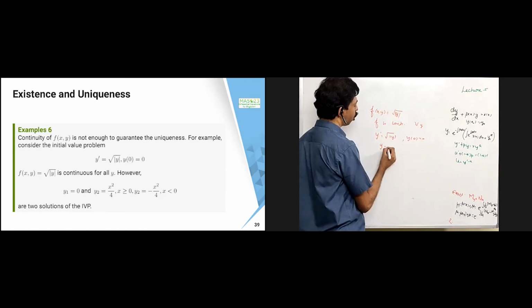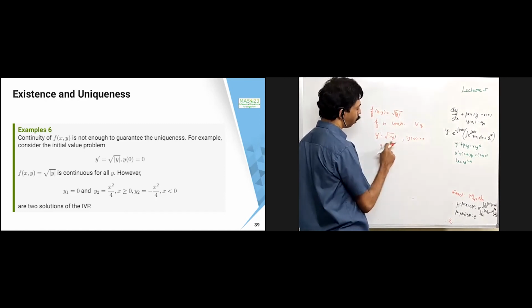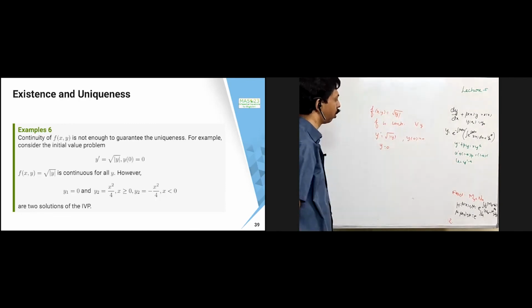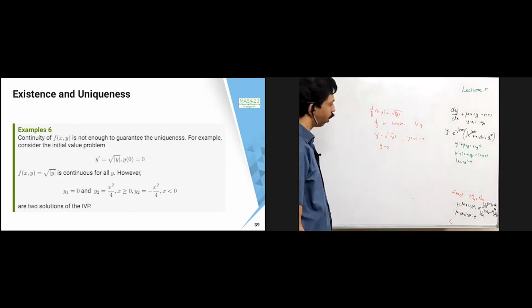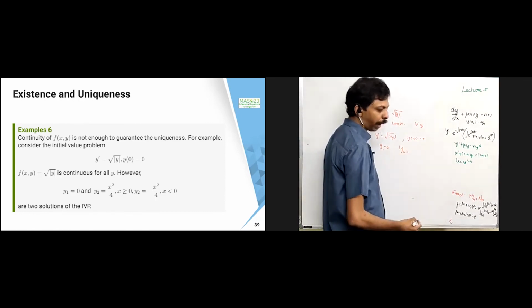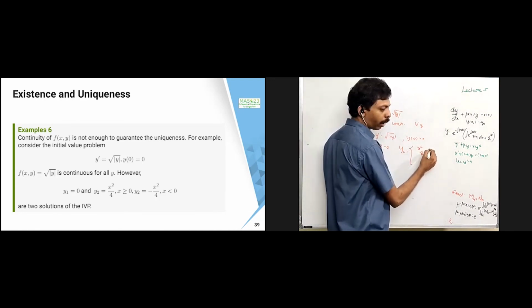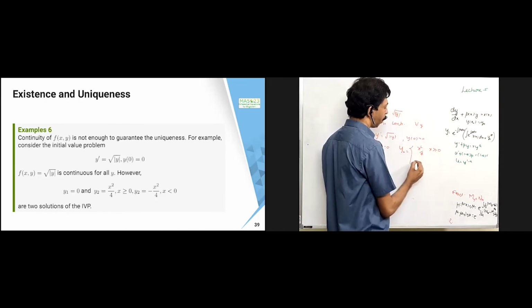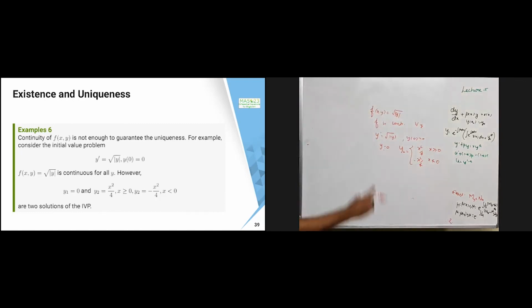So y equal to 0 is trivially a solution. Y' equal to square root of y, y(0) is 0, therefore y equal to 0 is a solution. So I call it y1. Now define y2 this way: y2 is equal to x squared by 4 when x is greater than or equal to 0, and minus x squared by 4 if x is less than or equal to 0. At x equal to 0 it is equal either way.